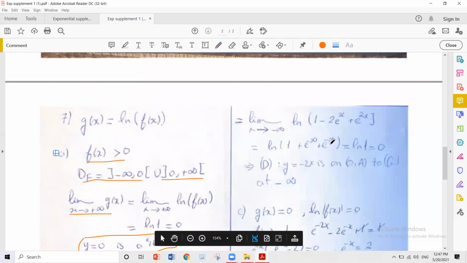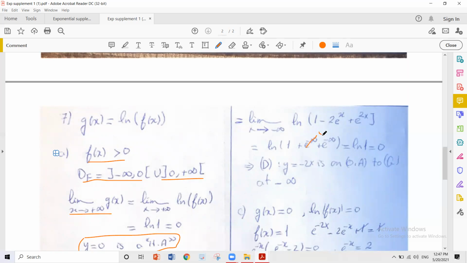What remains is the limit of ln of 1 minus 2e to the x plus e to the power 2x, as x tends to minus infinity. It becomes ln 1, since e to the minus infinity is 0, and equals ln 1, which is 0. This means the line y equals minus 2x is an oblique asymptote to g at minus infinity.